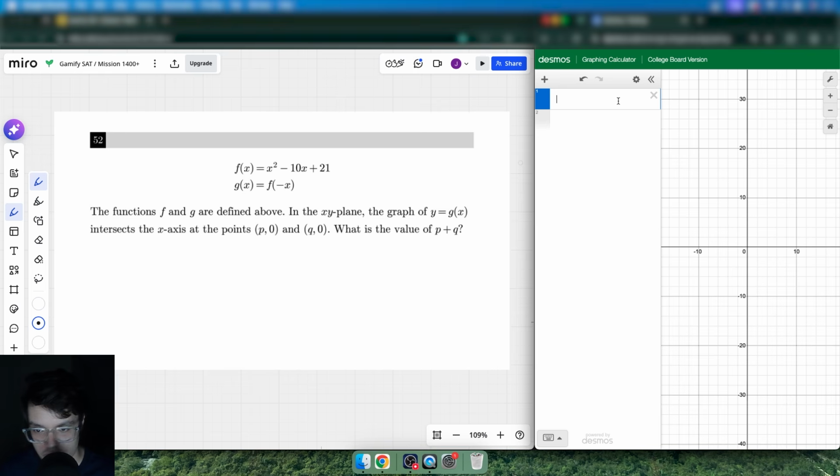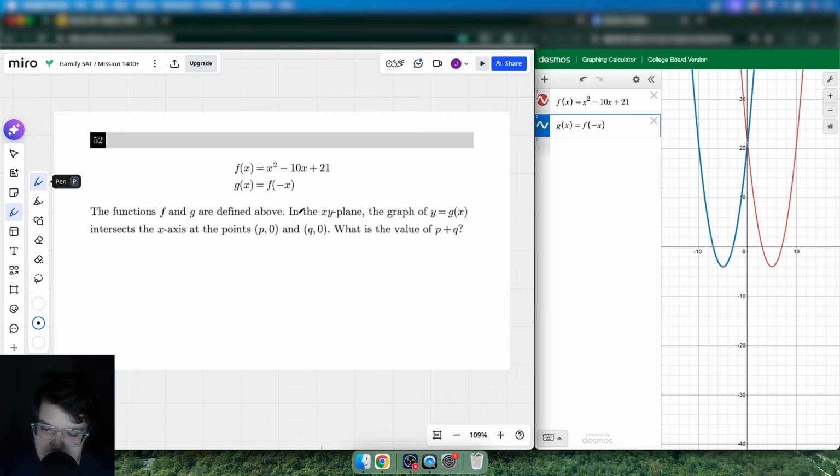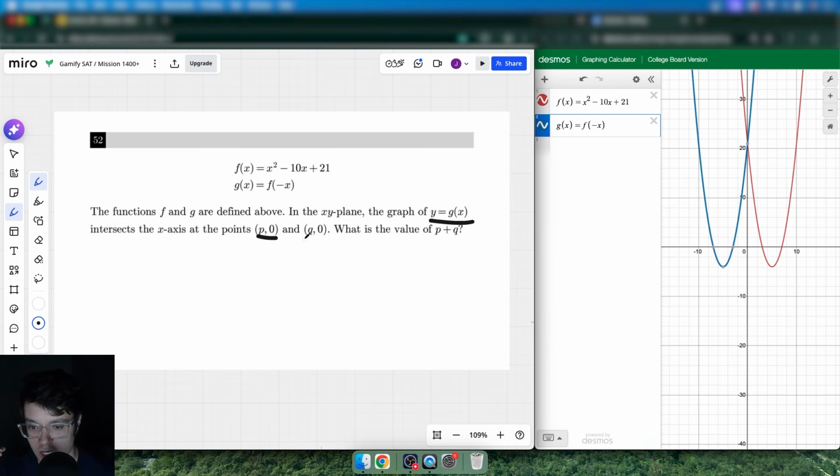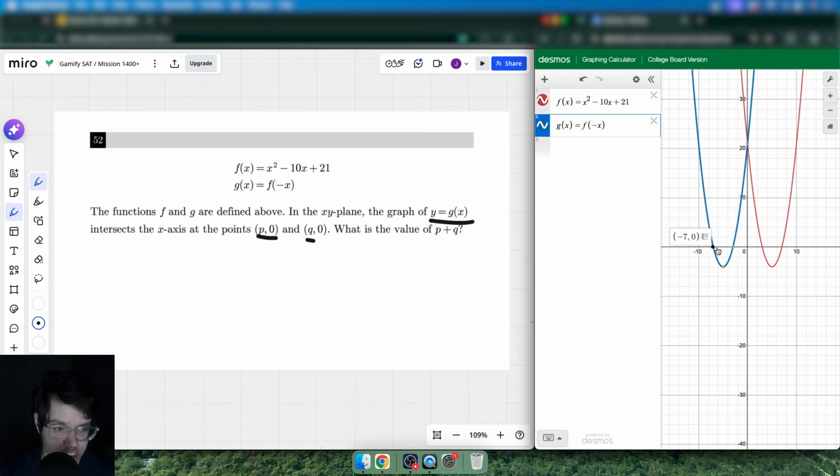This one, same stuff. f of x would be this, and then g of x would be this. Then it says here the graph of y equals g of x, that just is another way of saying g of x, intersects the x-axis at points (p, 0) and (q, 0). What is the value of p plus q? So we're just seeing here, when y is equal to 0, what is the x equal to? So for this one, y is equal to 0, and this one, y is equal to 0. -7 and -3. So we just say -7 plus -3, and that gives us -10.